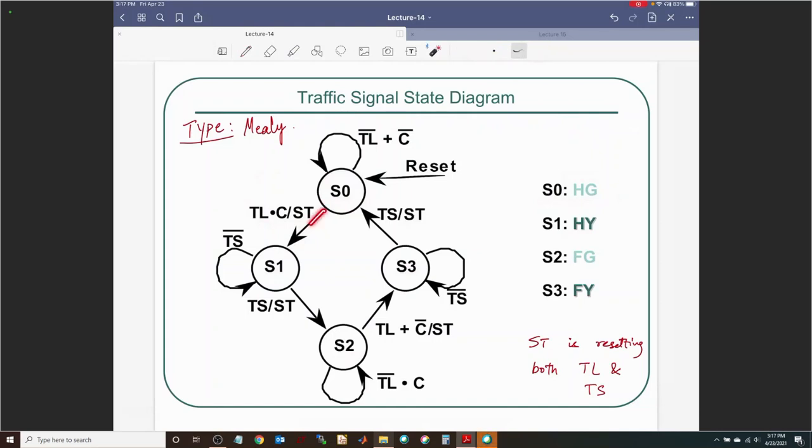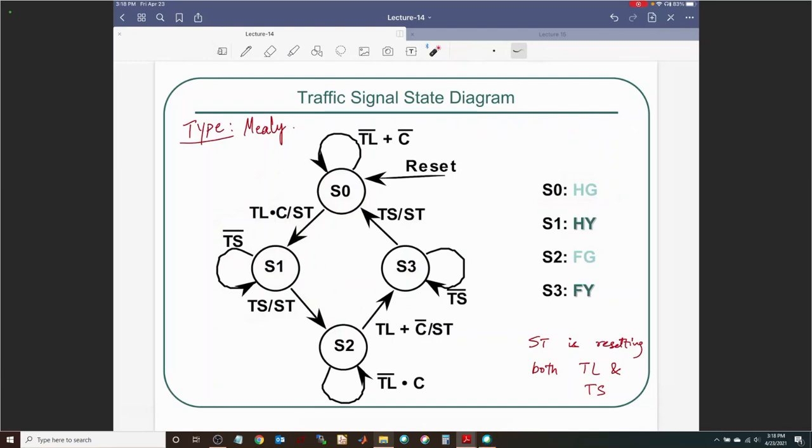So we are going from S0 to S1 when the long timer expires and there is a car waiting on the farm road. While we are transitioning from S0 to S1, we are also resetting both the timers because we want them to go back to their initial state and then do the short pulse and long pulse again. We move to S1. We will stay in S1 as long as the short timer doesn't expire. But if it expires, we will reset both timers again and we will move to S2.